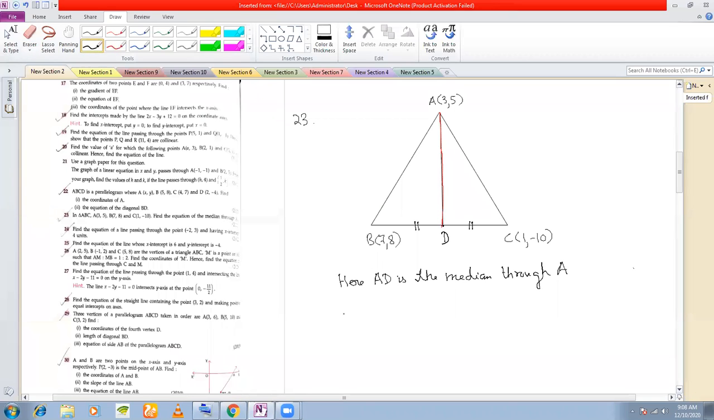So first let us find out the coordinates of D. Since D is the midpoint of BC, therefore coordinates of D is: add up the x coordinates, (x2 plus x1)/2, add up the y coordinates.